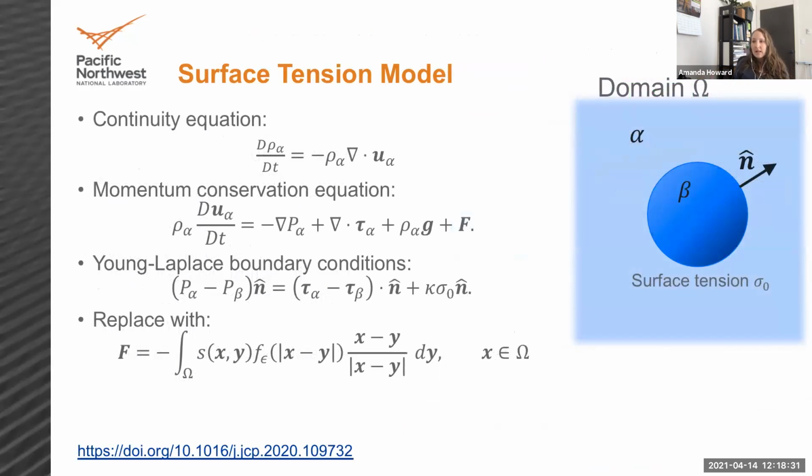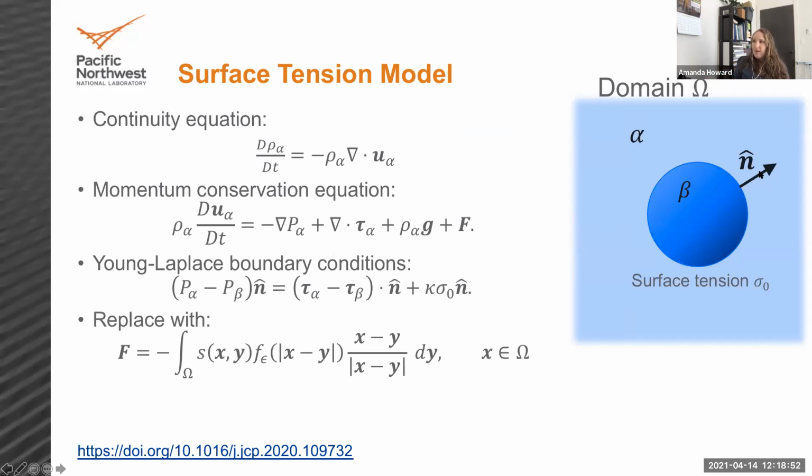Okay. So I said that the Young-Laplace law breaks down for nanobubbles. So I'm going to talk about our new surface tension model that we can use. So for fluids, we start with the continuity equation and the momentum conservation equation. So here we're looking at two fluid phases. So we can think about a bubble inside a fluid. So I'm going to call the phases alpha and beta.